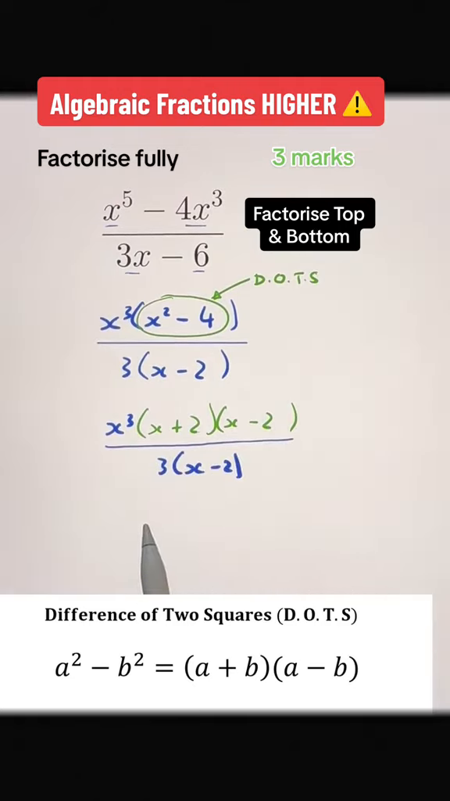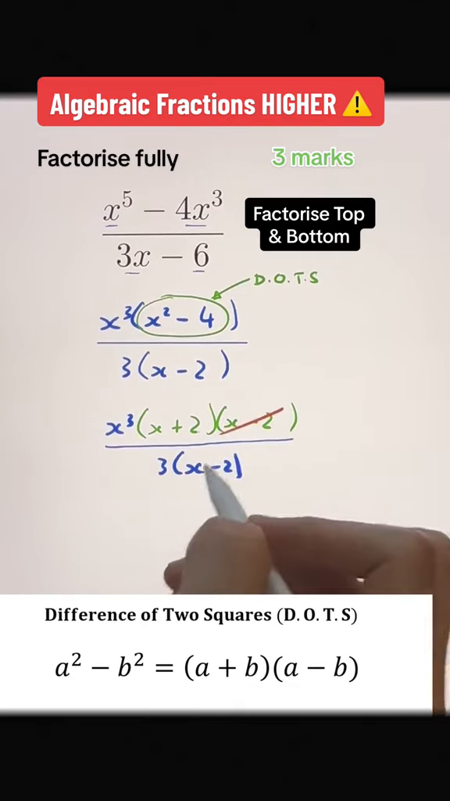As we were asked to simplify fully, again looking at the top and bottom of my fraction to see if I've got any common factors. Here I can see I've got x minus 2 common in single brackets on the top and bottom. Therefore I can simply cancel x minus 2 on the top and bottom. Hence they will cancel.